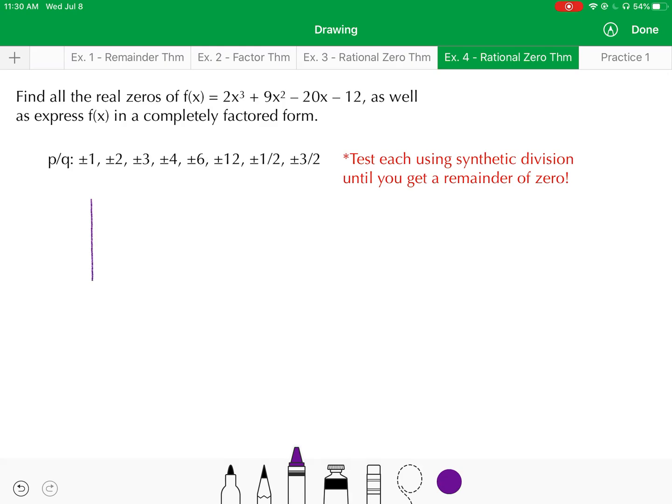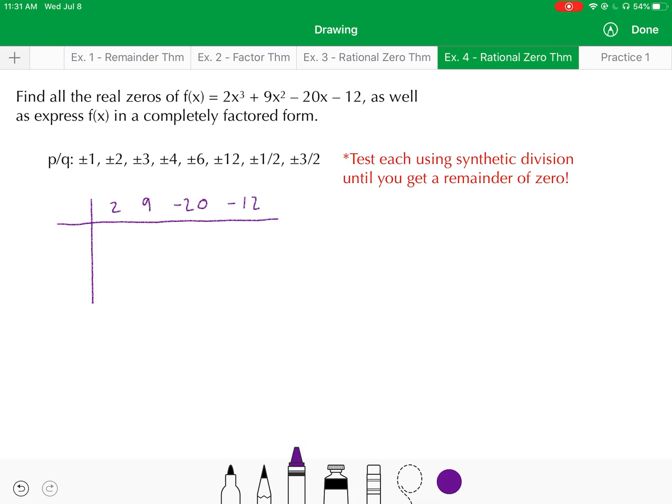Okay, so we're going to make a chart here. So this is going to be kind of an abbreviated way of doing our synthetic division, since we're going to be doing the process multiple times more than likely. Okay, so I'll make this little chart here, and up here I'll put all of the coefficients of the function f. And then in the right-hand column, that's where I put the number that I'm trying to test out of my list of p over q's. Think of the number that you're putting over to the left. It's like the number that you're putting in the box in normal synthetic division.